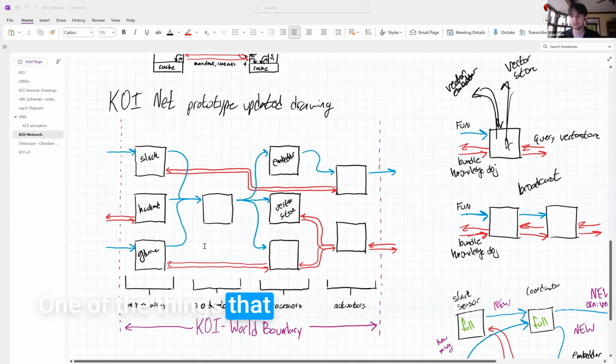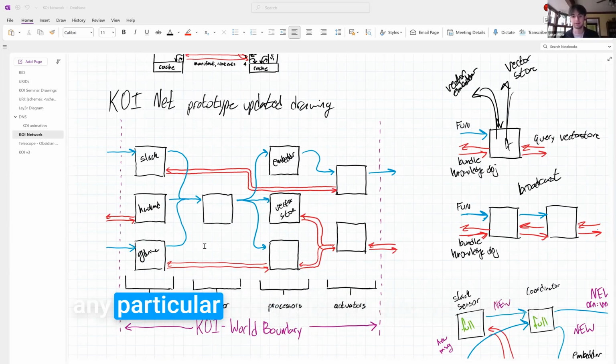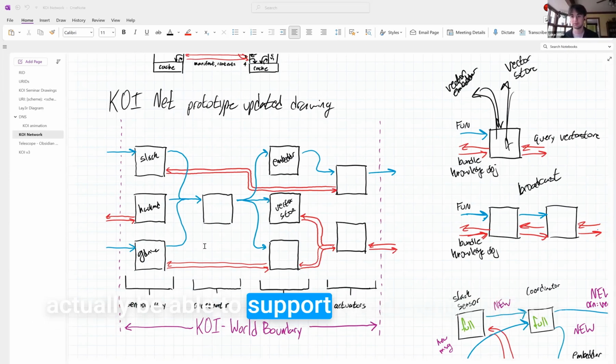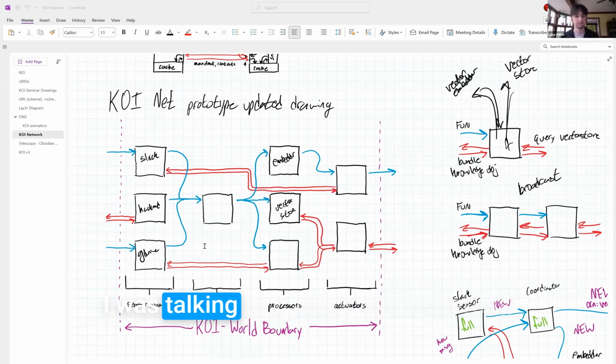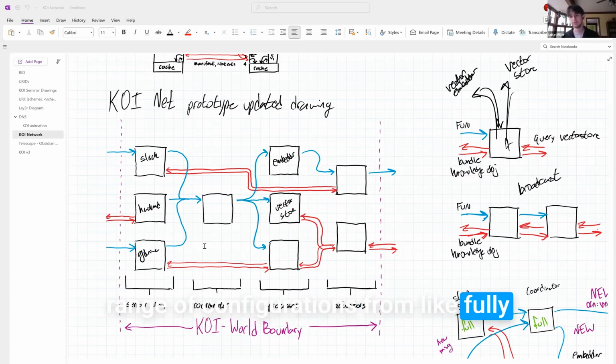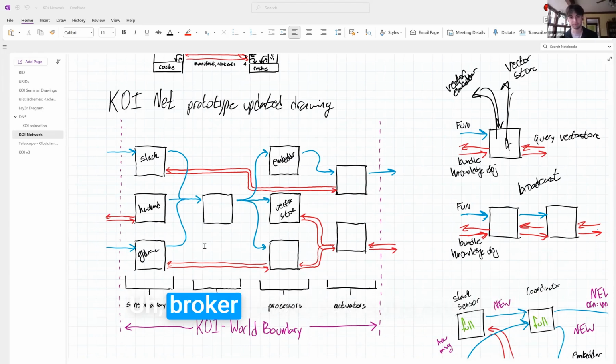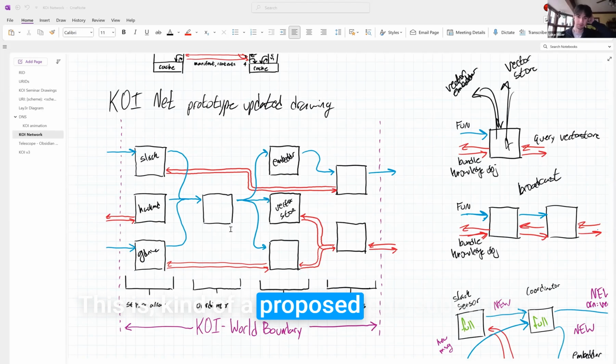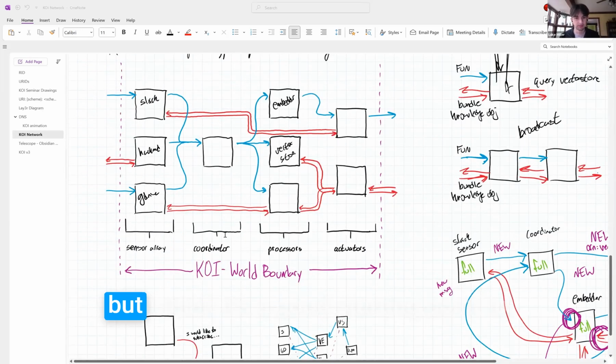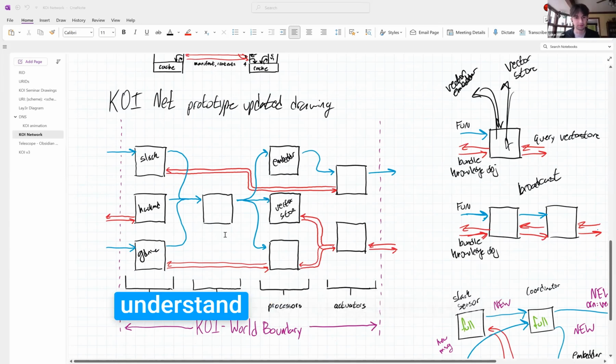One of the things that I'm trying to emphasize with this protocol is that we don't want to prescribe any particular configuration, and we want to actually be able to support a wide range of them. I was talking to Z about this yesterday, but we identified a range of configurations from fully decentralized peer to fully centralized broker-based pub subsystem. So this is the latter. This is a proposed pub subsystem, which I don't think is actually the one that we'll end up implementing for BlockScience, but I think it's a good starting point to understand how the system works.